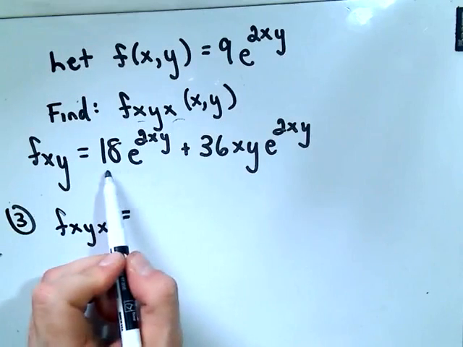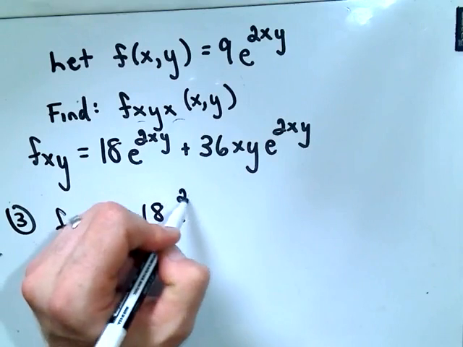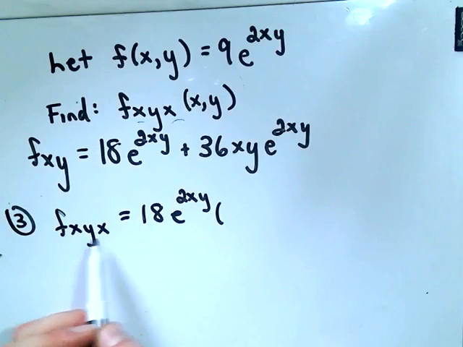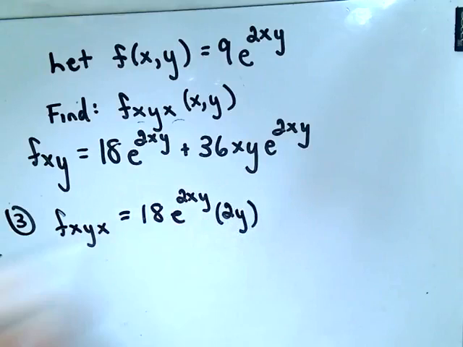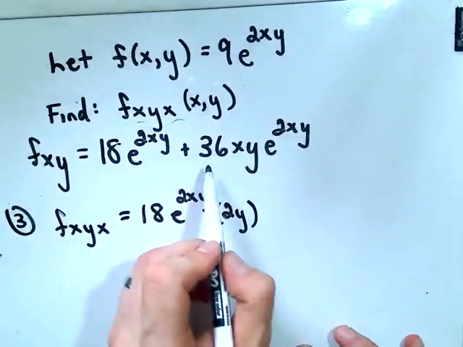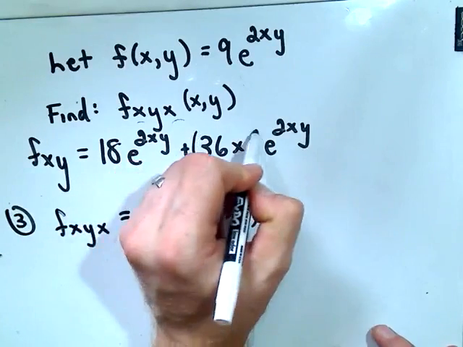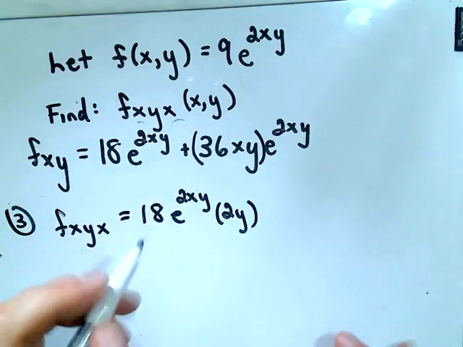On my first term, the 18 just gets carried along. Again, we saw that the derivative of e to the 2xy is going to be e to the 2xy. Again, I'm taking the derivative with respect to x. That's my variable. 2y is a constant, so that'll just get dropped down. It looks like I'm going to have to use the product rule along with the chain rule on the second part. So I'm going to group the 36xy as one term, and I'm going to give myself a little extra room because I know I'm going to run out.